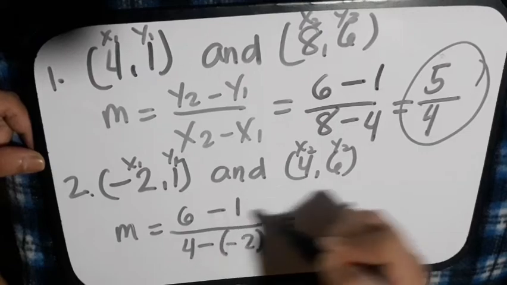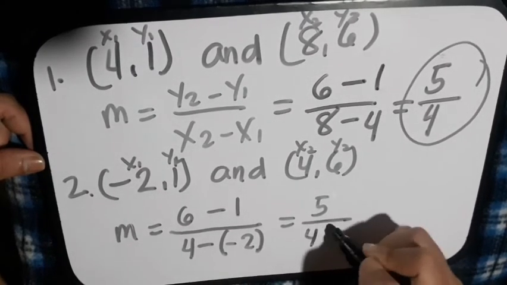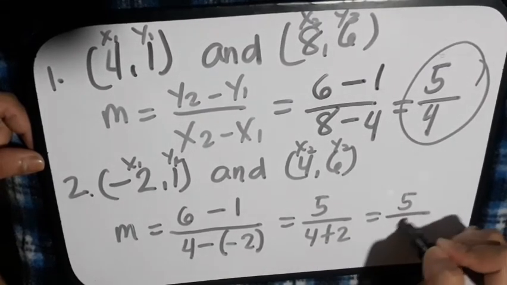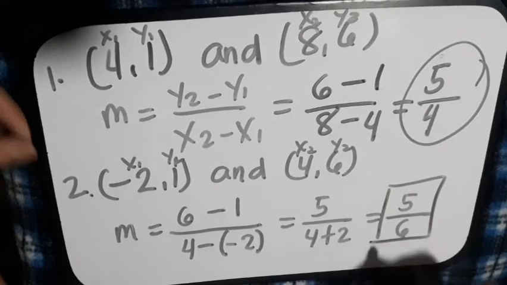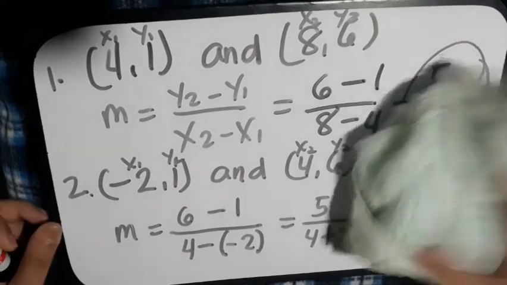So we simplify. 6 minus 1 is equal to 5. Then 4 minus negative 2 is equal to 4 plus 2, which is 6. That would be the slope of our line, or our 2 points, I should say. Now, let's try another example.